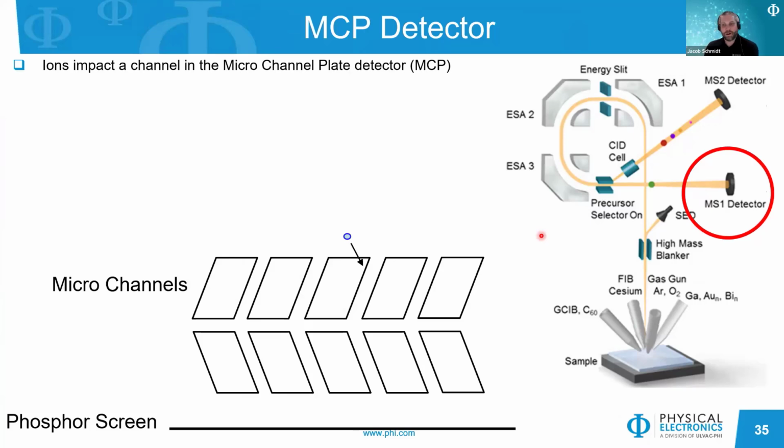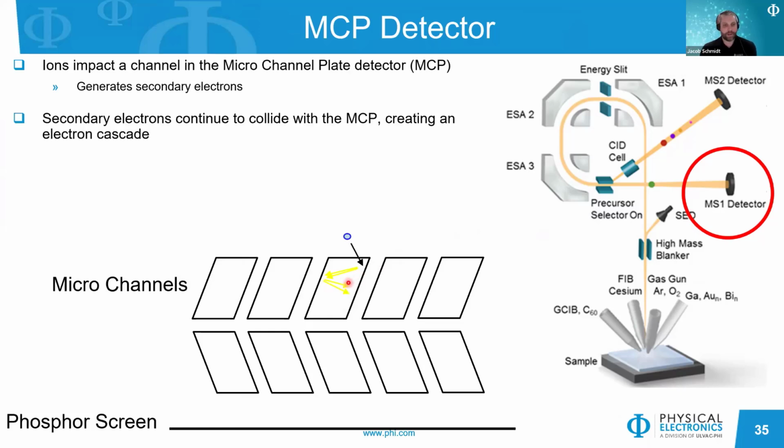The final element in our ion optical journey is the MCP detector, or microchannel plate detector. As the ions impact the MCP detector, they will generate some secondary electrons, shown here. These secondary electrons will also impact the walls of this microchannel plate and begin a secondary electron cascade through the microchannel plate. This will drastically amplify the signal of electrons that were generated from one single primary ion or secondary ion.